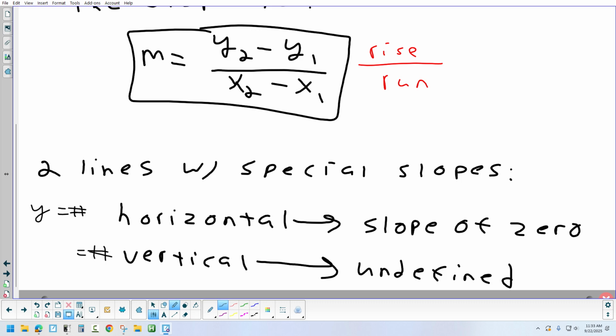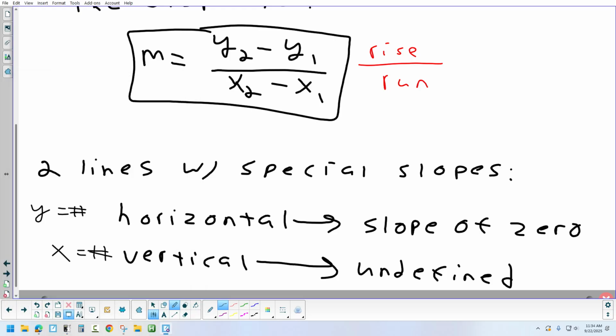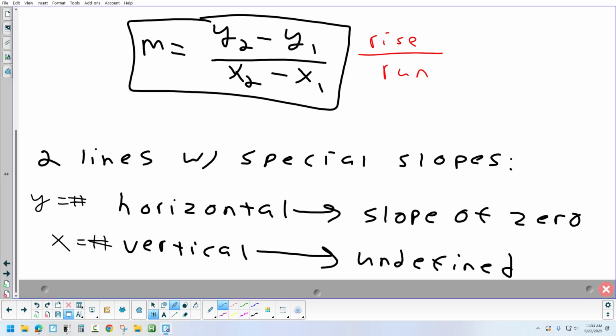How about vertical? Yep. x. And you can't draw a vertical line on the graphing calculator, because there's no way to type in x equals. It's all y equals. And there's no way to change those. Okay, so those are two special cases.